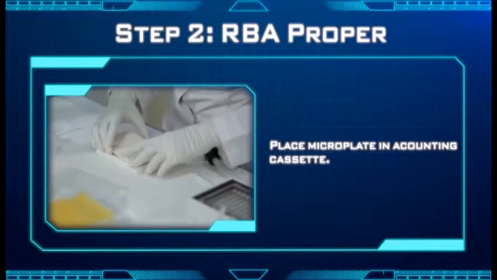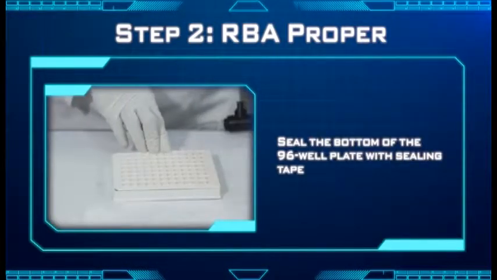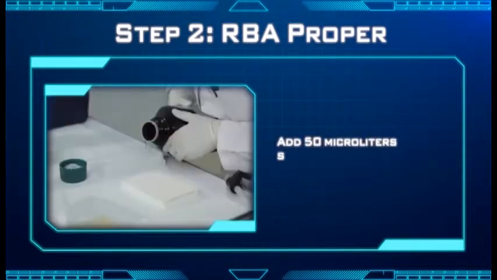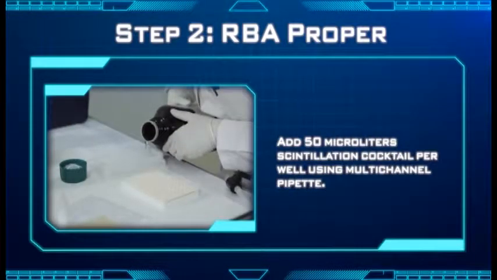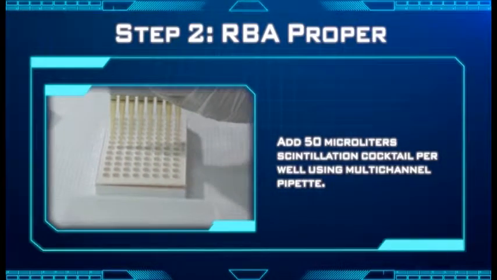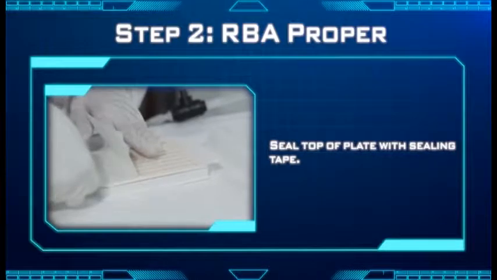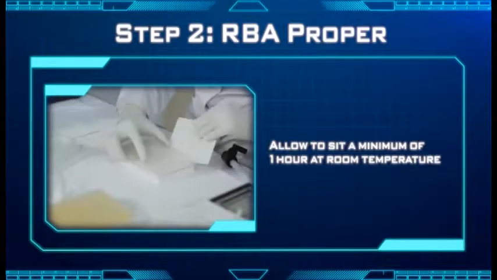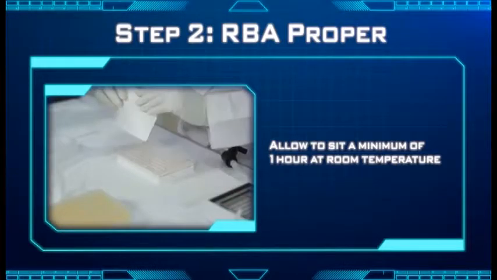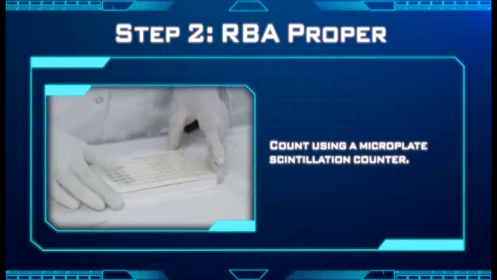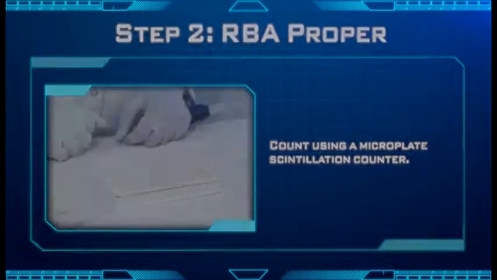Place the microplate in a counting cassette. Seal the bottom of the 96 well plate with sealing tape. Add 50 microliters scintillation cocktail per well using a multi-channel pipette. Seal the top of the plate with sealing tape. Allow to sit a minimum of 1 hour at room temperature. Count using a microplate scintillation counter.